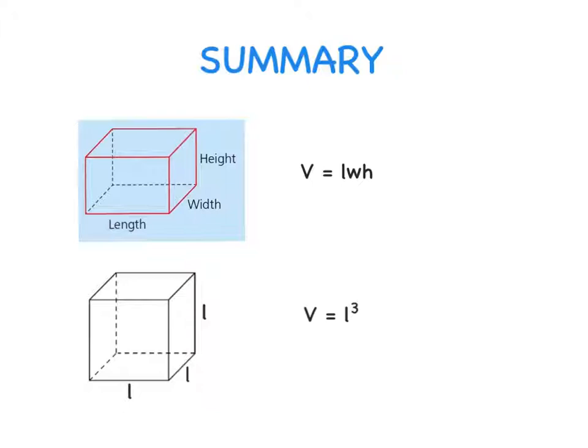So summarizing our video, we have a cuboid in here, and this is the formula for a cuboid, and for a cube it's just L to the power of 3. It's exactly the same. It's the length, width and height, and all of them are the same length, so we can just use L to the power of 3, okay?